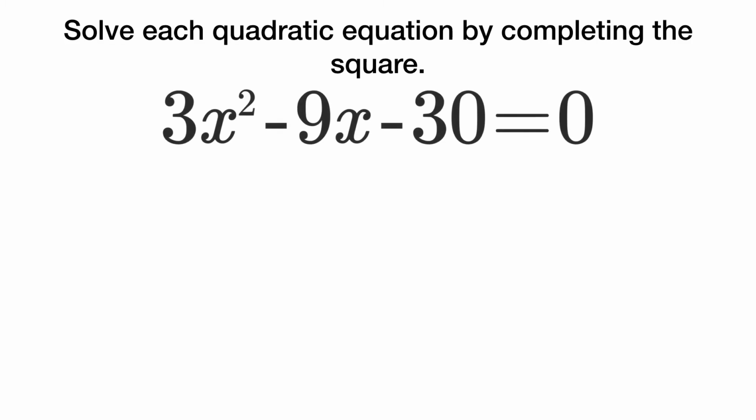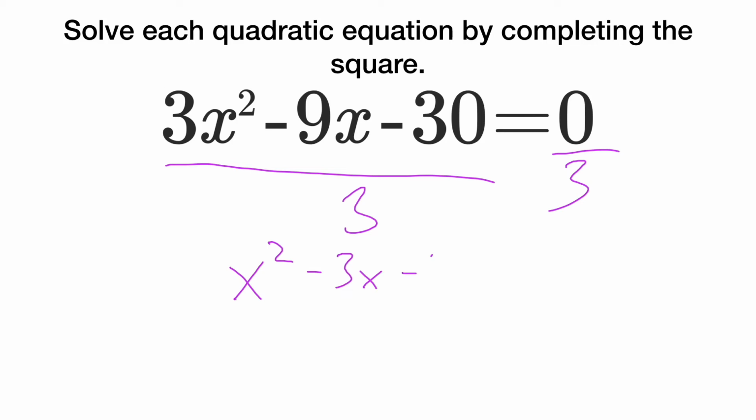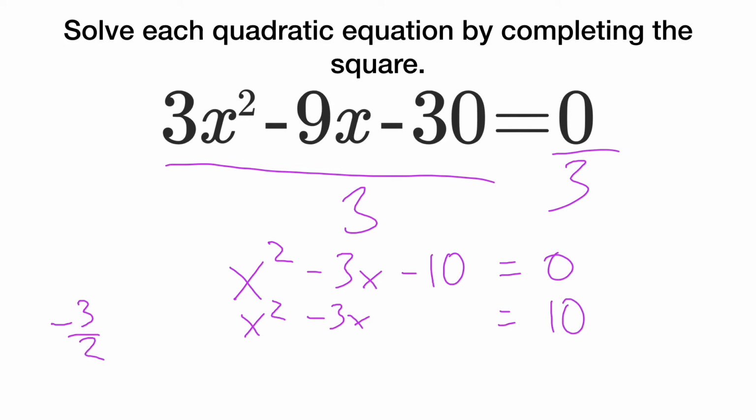All right, let's try this one. All right, let's look at something. I know, a lot, but notice we currently have this nice, big, greatest common factor. We can divide everything in here by 3. So this becomes x squared minus 3x minus 10 equals 0. So at that point, we're completing the square by going x squared minus 3x equals, in this case, 10. And then negative 3/2, meaning that we'll actually add 9 over 4 to both sides.